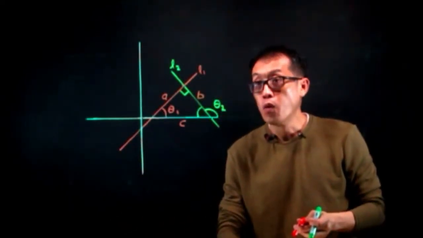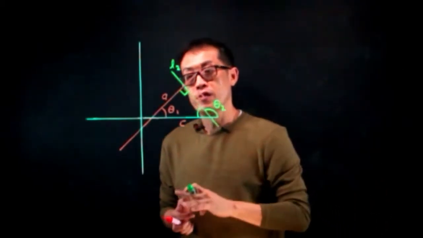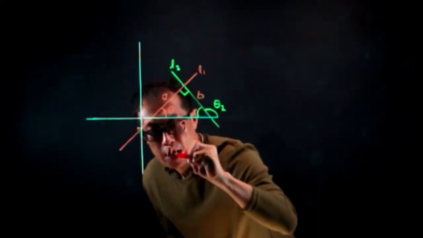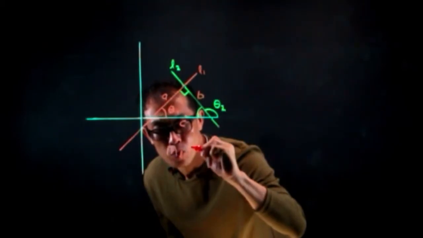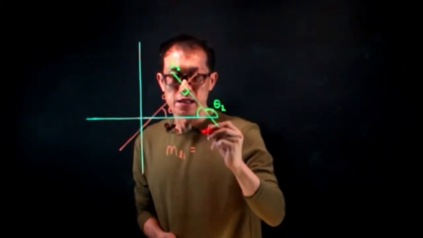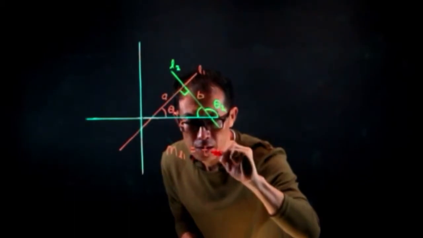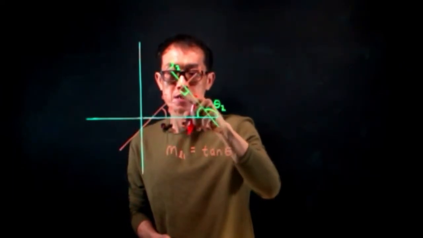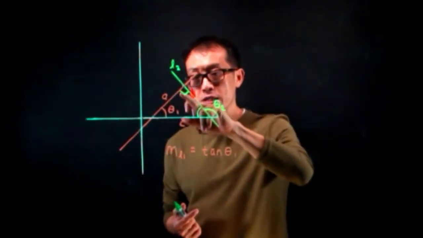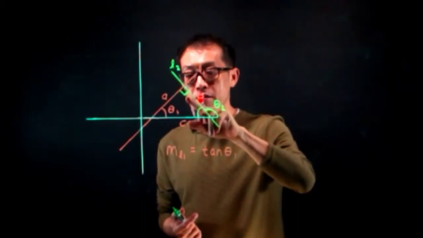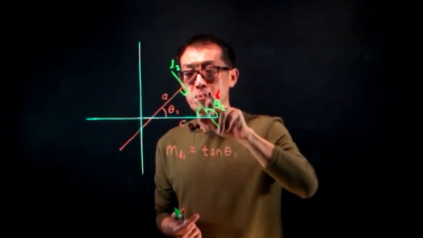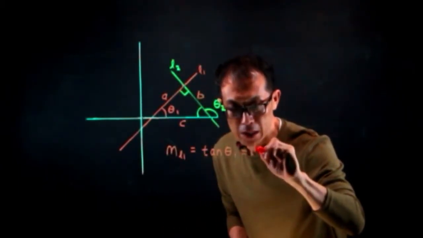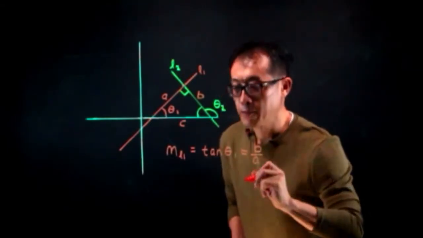Now, what is the gradient of L1? Let's call the gradient of L1 M L1. It will be given as tangent theta 1, and that is B over A, because they are perpendicular to each other. So this is 90 degrees. Now, if this is 90 degrees, tangent theta 1 will be B over A, opposite over adjacent. So you get B over A.